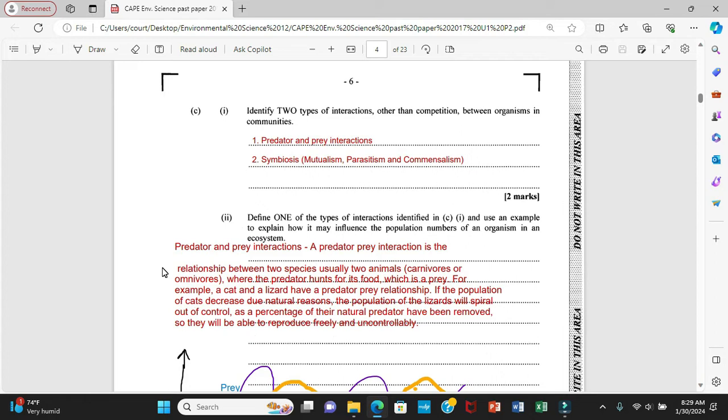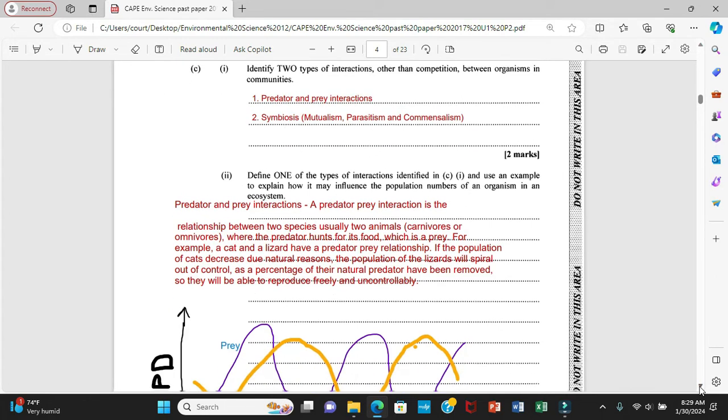The lizards will find another area, or they will adapt to an environment that the cats cannot find them. They will reproduce again. The cats will come in, find them, reduce their population, and it will continue like that. Yeah, so that's what their relationship is all about.